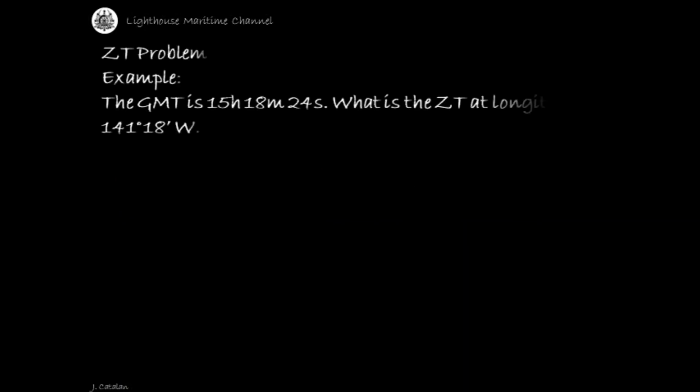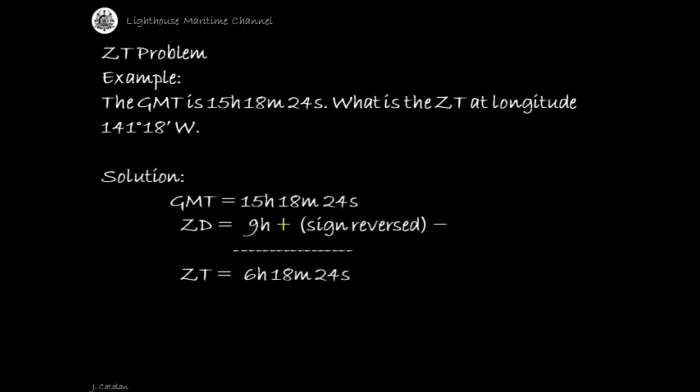ZT problem. Example. The GMT is 15 hours 18 minutes and 24 seconds. What is the ZT at longitude 141 degrees 18 minutes west? Solution. GMT is equal to 15 hours 18 minutes and 24 seconds. Subtracted by ZT, which is equal to 9 hours.